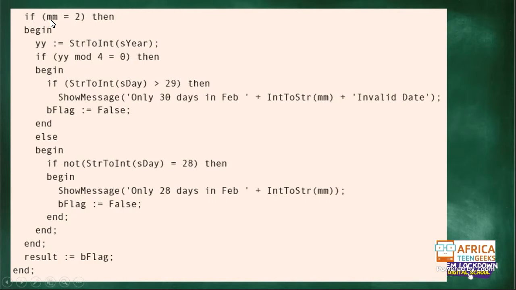Okay, but anyway, this will work. So else if month equals 2, then what are they doing? They're getting the year from S year. So S year was a string. And so they're getting it by going string to int S here. So now I've got my year as an integer.